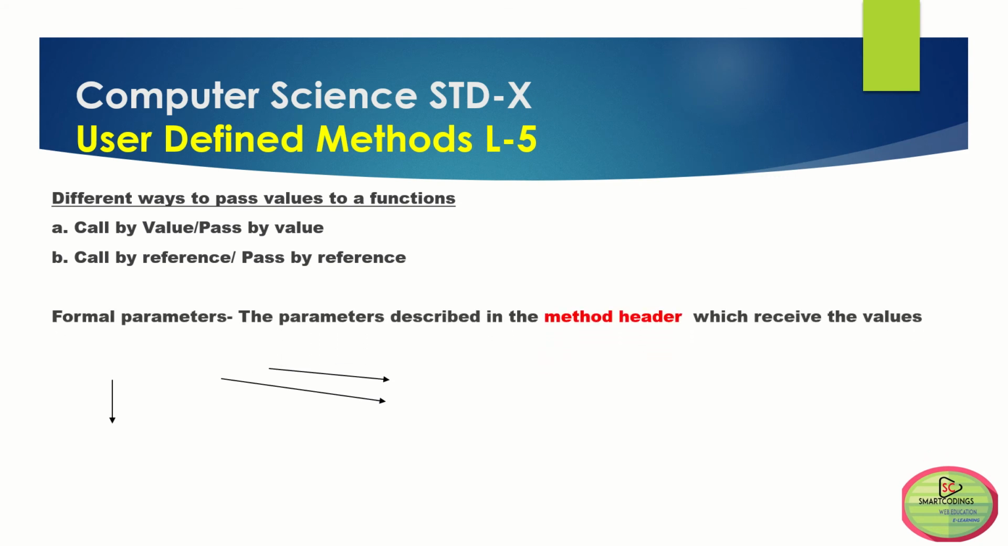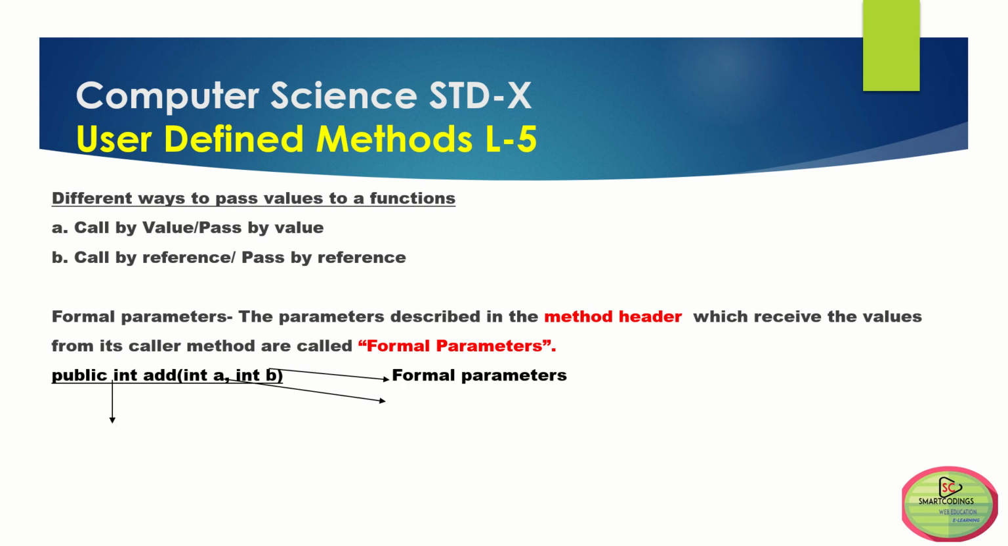Now, before we move on to this concept of passing values to a function, there are some technical terms which you should know, like formal parameters. The parameters described in the method header, which receive the values from its caller method, are called formal parameters. Like you have declared a method header like this: public int add(int a, int b). Now these are called formal parameters. Inside a method header, the parameters written are called formal parameters. This entire line is called the method header.